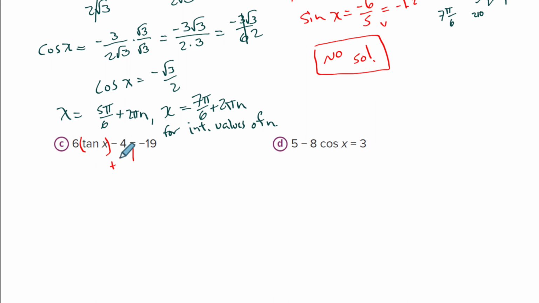I'm going to add 4 to each side. This is like a two-step equation. So I add 4, they cancel. So I get 6 times the tangent of x is going to equal, this gives us negative 15. Now I divide by 6.